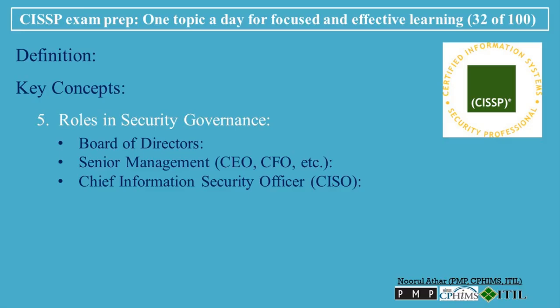The CISO leads the security team and is responsible for developing and executing the information security strategy, reporting on security performance, and managing security risks. Information Security Committee: a cross-functional committee comprising key stakeholders from IT, legal, HR, finance, and other departments that help implement and oversee security governance. Internal Audit: internal auditors assess the effectiveness of security governance, policies, and controls, providing independent oversight and recommending improvements.